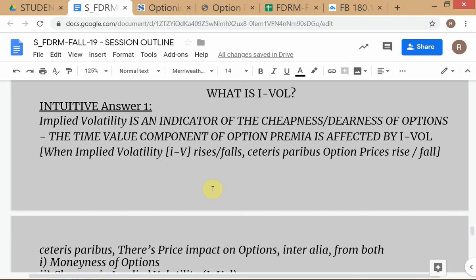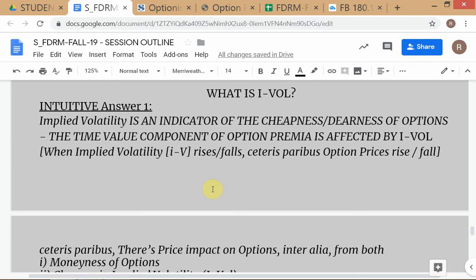This is clear? Yes, there are two components to the option price, the intrinsic value and the time value. So when we say that the eyeball is an index of how expensive or cheap the option is, the eyeball affects which component of the option price? It affects the time value component of the option price.